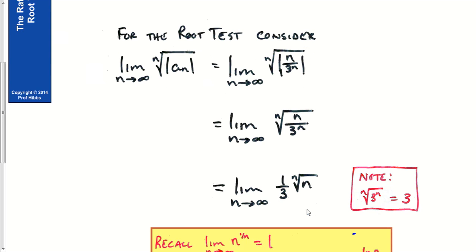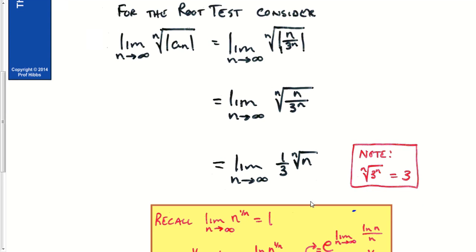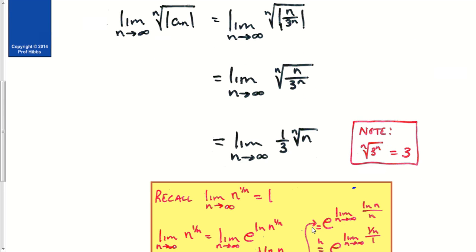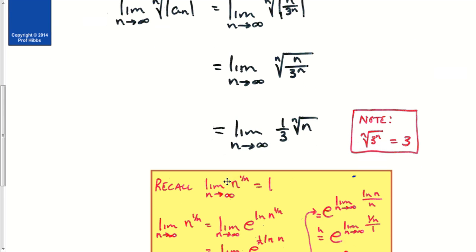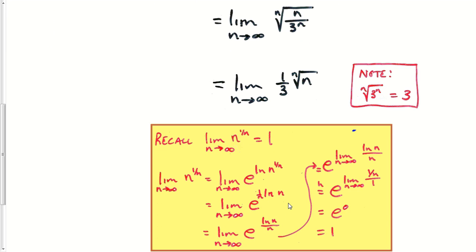Now, dealing with the nth root of n, we go back. This is something that we may have forgotten, but we've studied. The nth root of n is the same thing as n to the power 1 over n. And so we're wanting to know what the limit of n to the power 1 over n is. Now, here's the way we did that. Let me get this all out here. We did this back when talking about L'Hopital's rule.